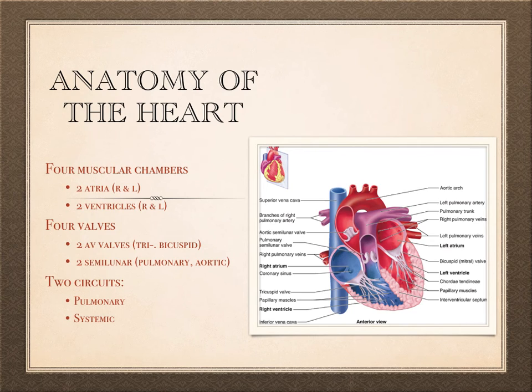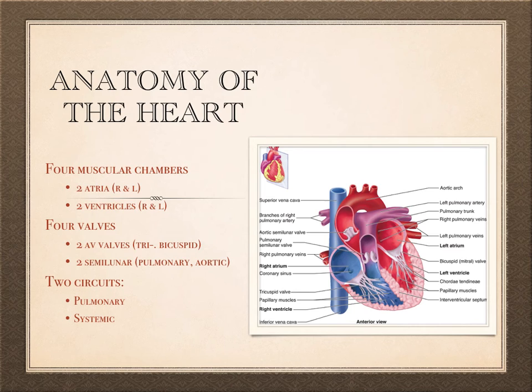And then each atrium has a valve that guards its exit, and that valve then runs into the lower chambers, the ventricles, a right ventricle and a left ventricle. The right ventricle will pump deoxygenated blood to the lungs. The left ventricle will pump oxygen-rich blood throughout the body tissues.